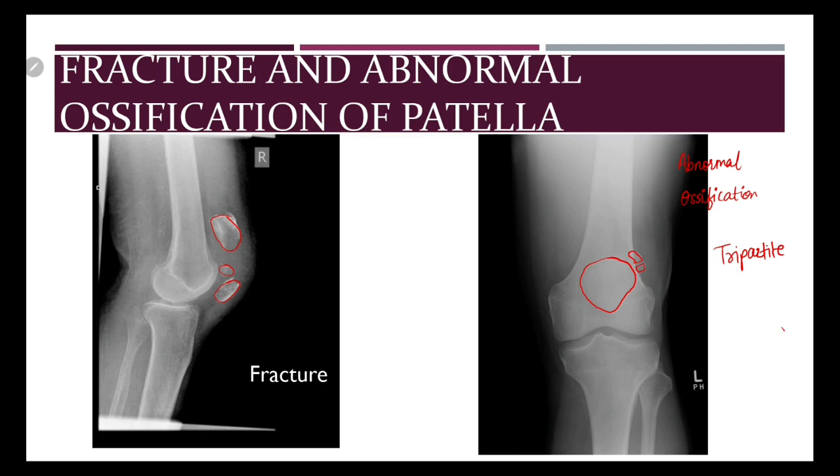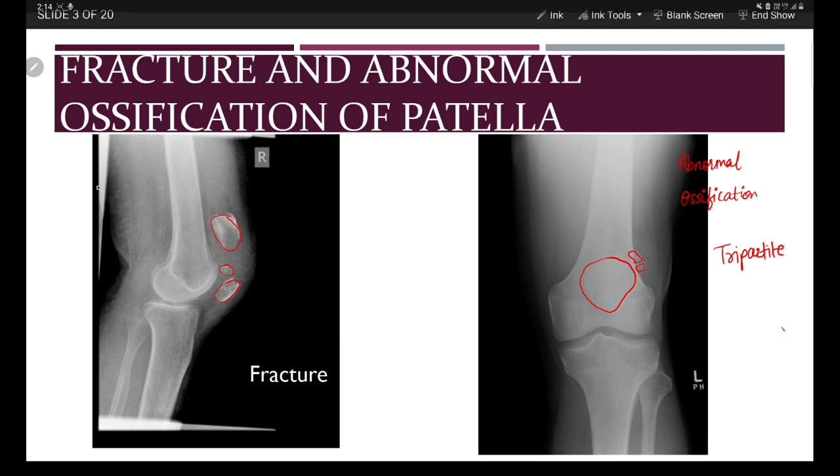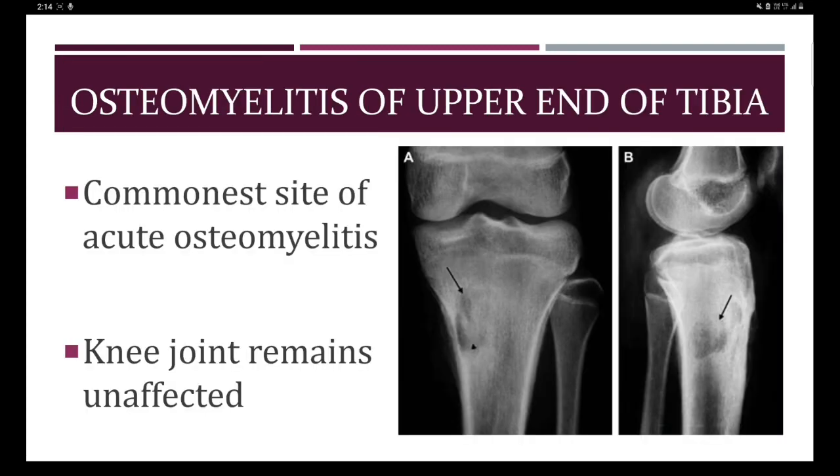Next is the tibia. Osteomyelitis of the upper end of tibia. The upper end of tibia is the commonest site of acute osteomyelitis, but the knee joint remains unaffected because the capsule of the knee joint is attached near to the margins of the articular surfaces proximal to the epiphyseal line. Now you can see this here. This is your osteomyelitis radiograph.